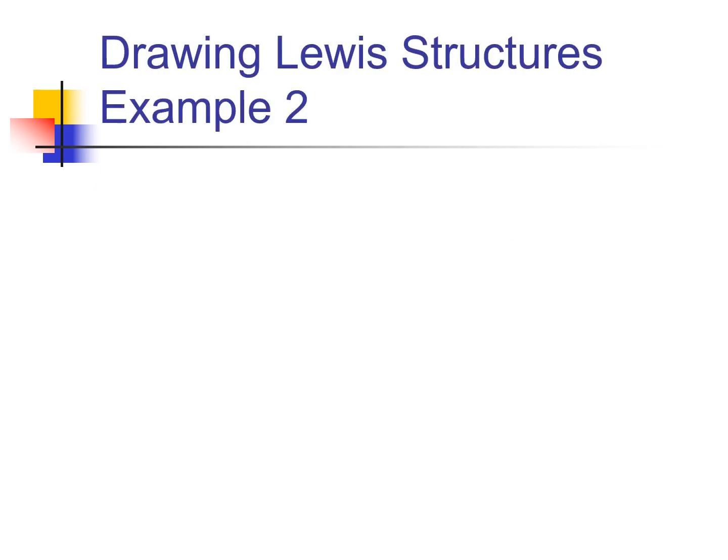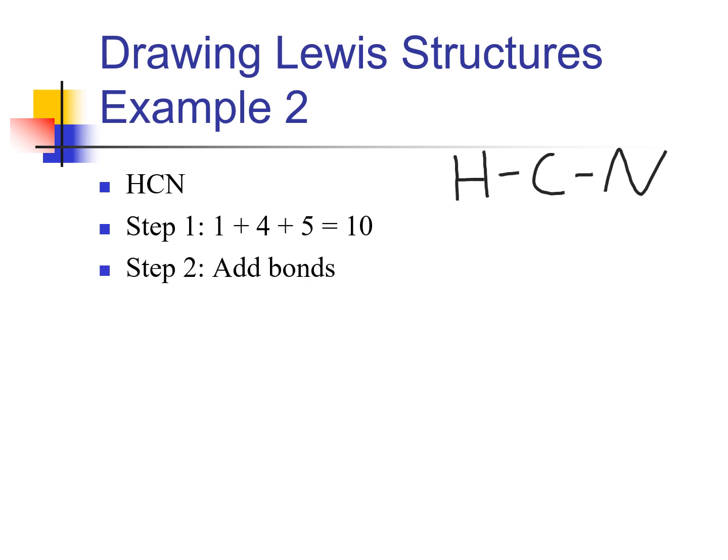So drawing electron structures, let's look at another example. HCN. Again, I add up all the electrons: 1 plus 4 plus 5 is 10. I add my bonds, so we get this HCN. Now again, that used up 4 electrons total. So instead of 10, we now have 6.